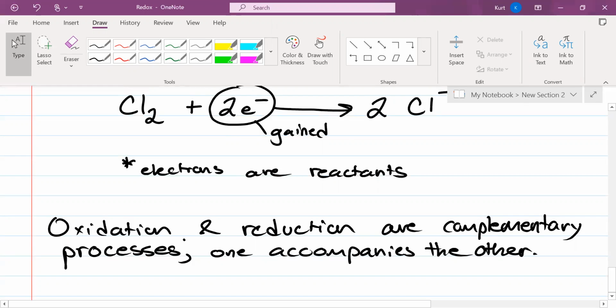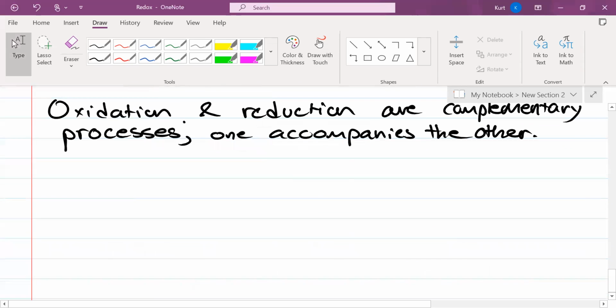Okay, let's talk about oxidation numbers. What time is this class over? 10:45. What time is it? Oh, we have plenty of time.